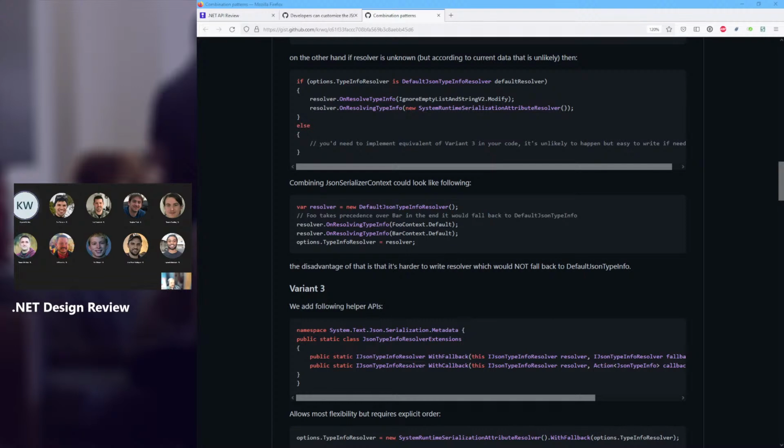Yeah, so basically James proposed something along the lines of variant two, except slightly trimmed down, with only the one method rather than two, so only the modify method. That would be resolver on resolve type info. It would be the only callback. I forgot how we call it though.